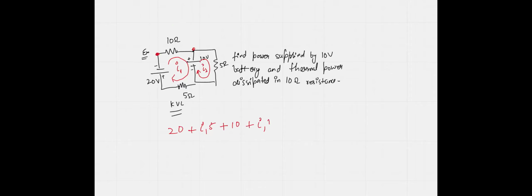I1 times 10. So now this is one thing I've got. You can say this is 15 times I1 plus 30 equals 0. I1 is equal to minus 2. Got it?